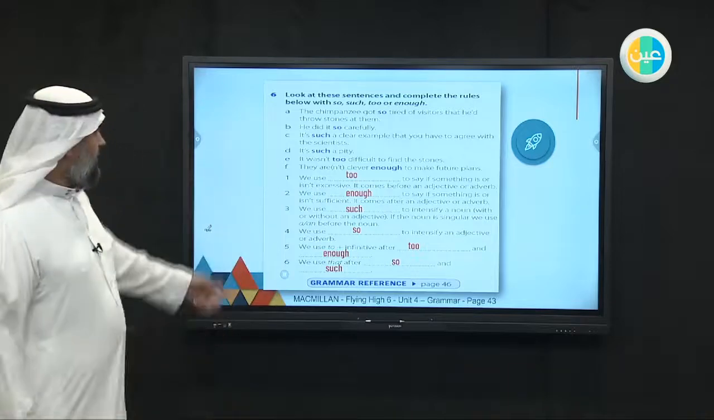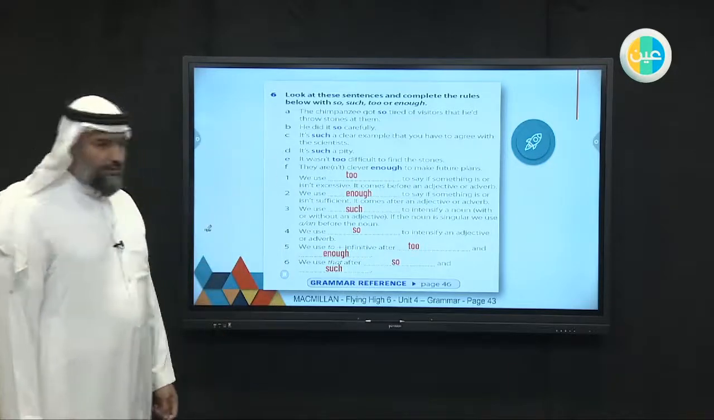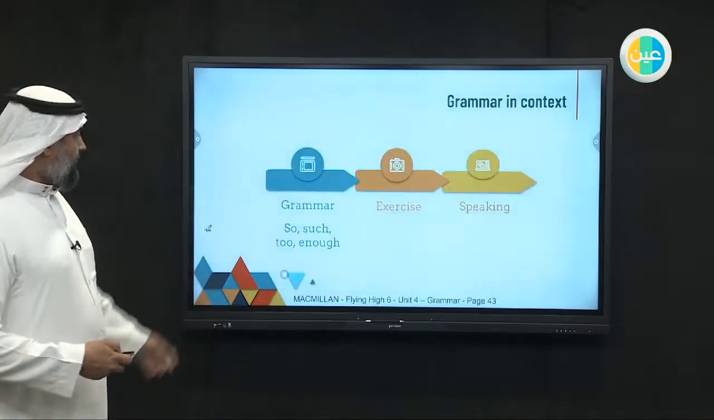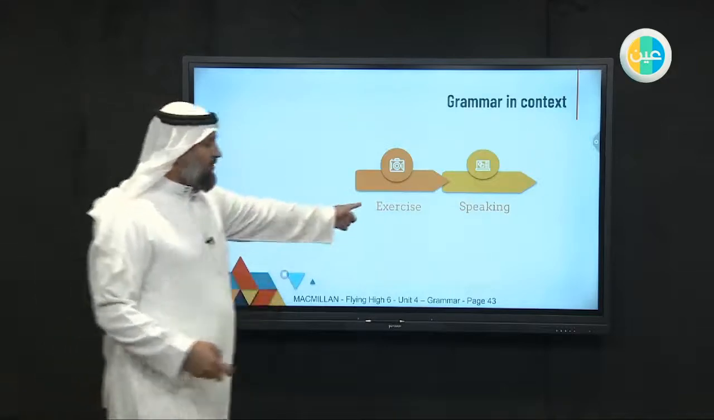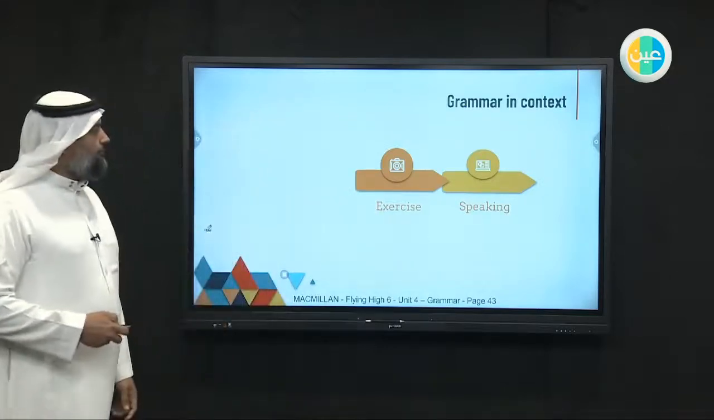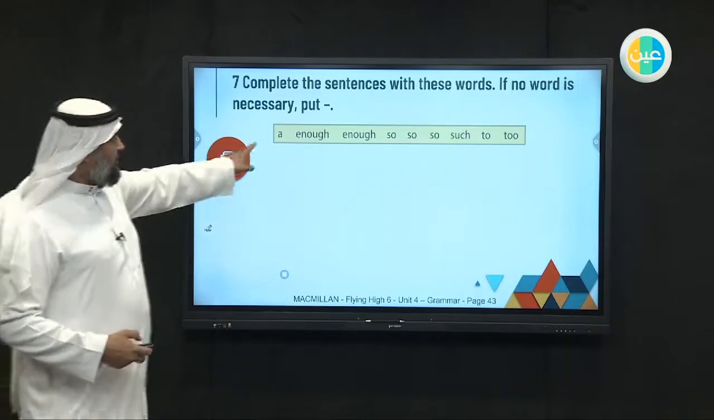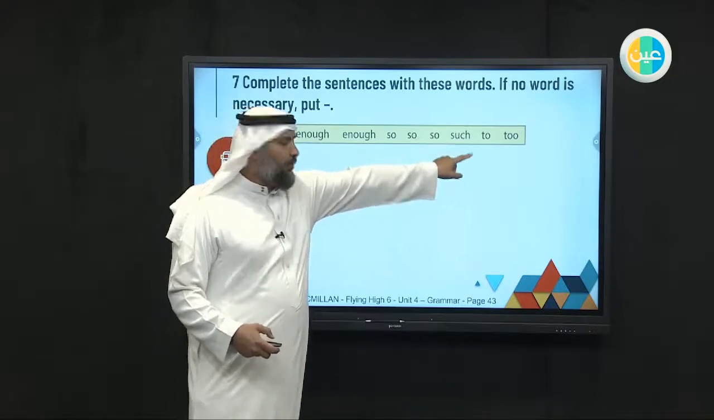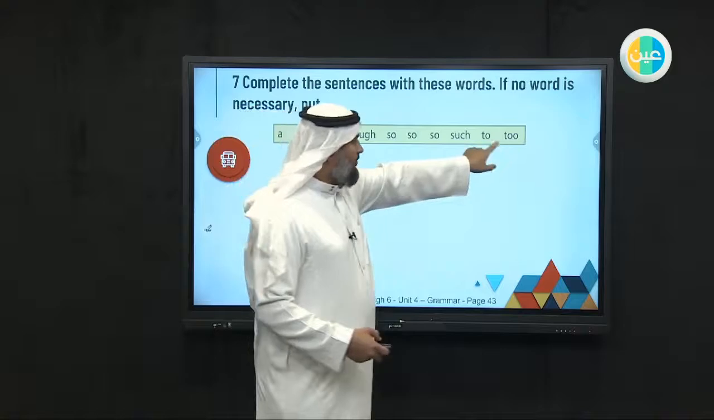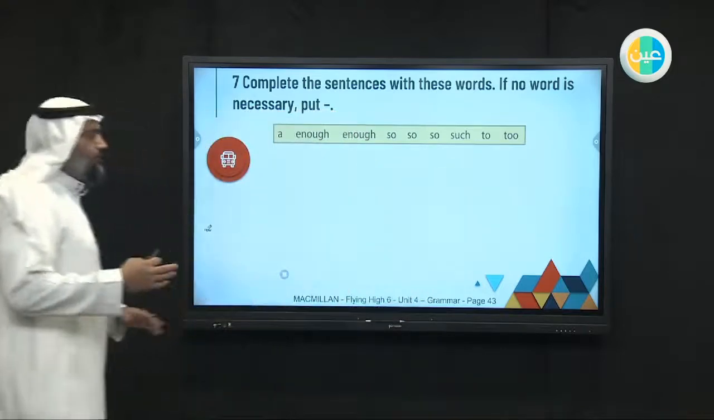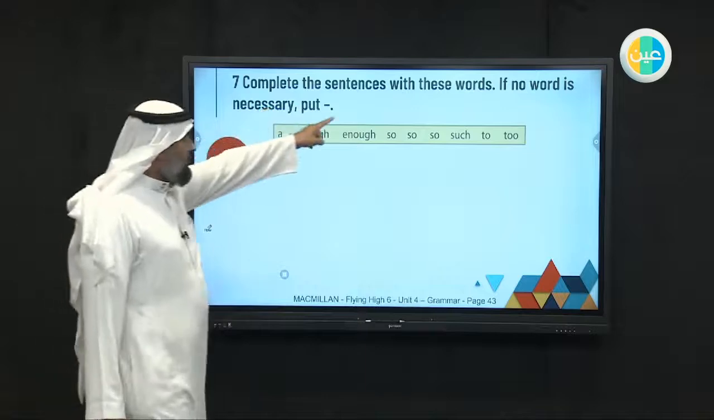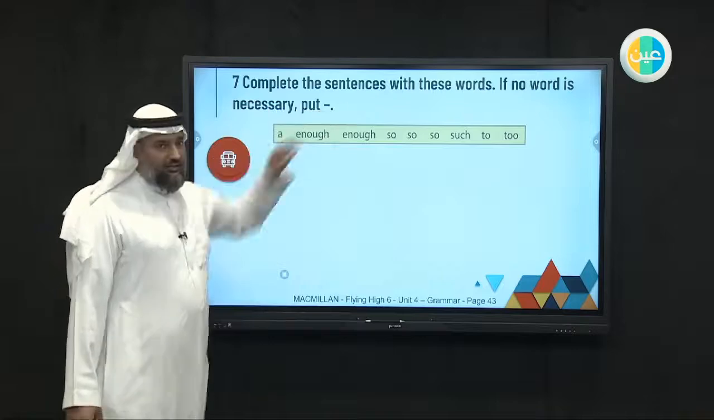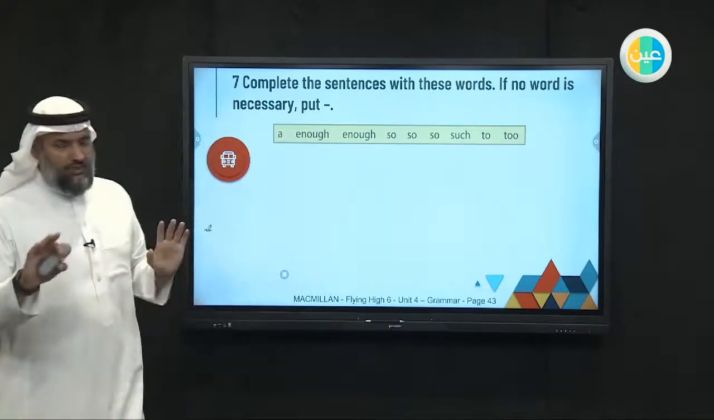We're going to take more examples to specify or clarify the meaning. Now we finished with the grammar, and we're going to take some examples. Now we have these words: a, enough, so, such, to, too. These two are different but have the same pronunciation. Complete the sentences with these words. If no word is necessary, if you don't have to use any word, just put a dash.